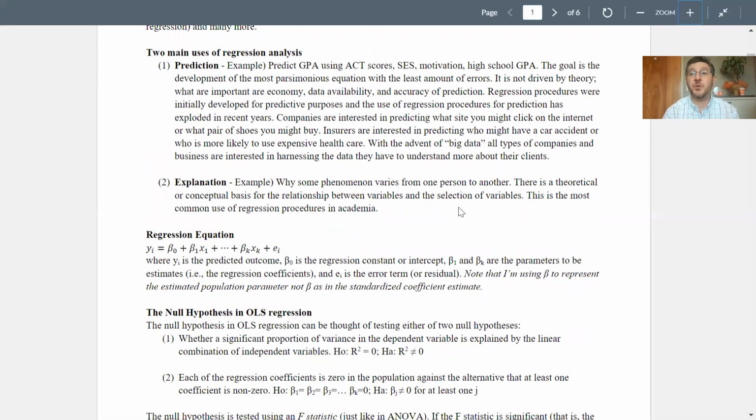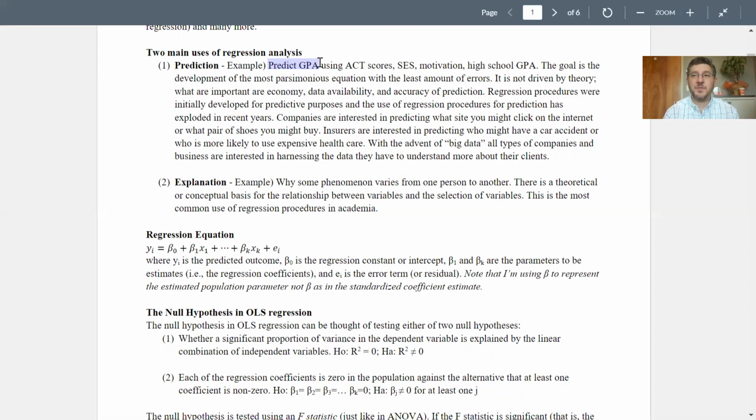There are two main uses of regression analysis. They're mainly used for prediction purposes. So we're trying to use all of these independent variables to predict some value on some outcome. Like, an institutional research office on campus may try to predict first year students' GPAs using their incoming ACT score, their socioeconomic status, their high school GPA, some type of measure of motivation, to then predict how successful they may be in college.